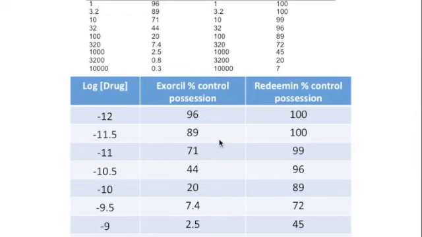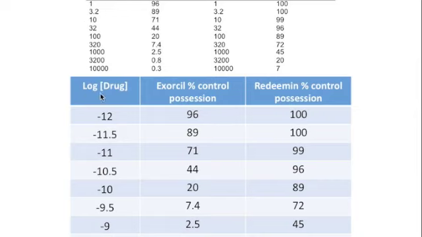In this case, we're looking at Exorcil, which is our new drug, and a naturally occurring inhibitor of luciferin called redeemin. So you can see here that as we increase the concentration of Exorcil, our percent control possession goes down until it's actually totally abolished. The same thing happens with redeemin.